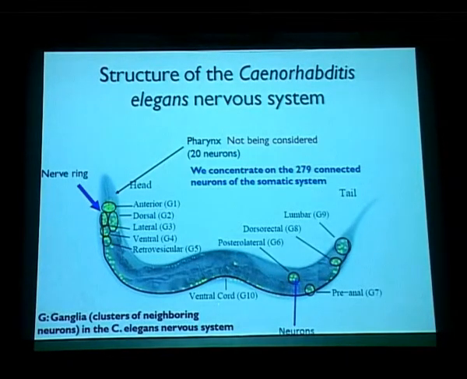As you can see from this slide, C. elegans has these clusters of neurons which are called ganglia. There isn't, of course, anything which is a central nervous system, but these ganglia have been defined as neurons which are in close physical distance, and in some ways the nomenclature and which neurons comprise which ganglia is arbitrary.